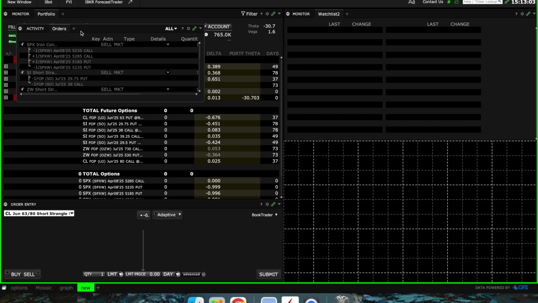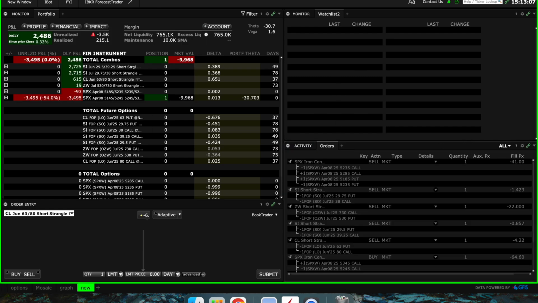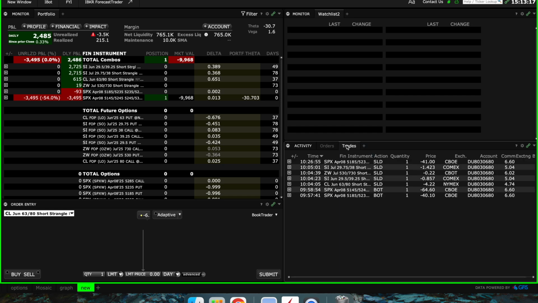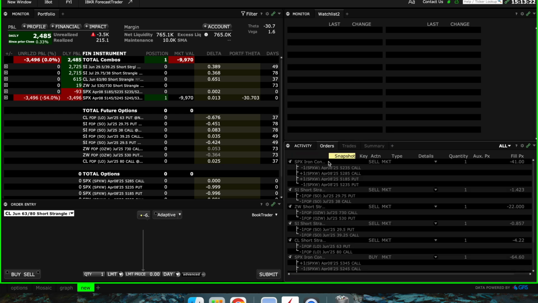And then you can see here all of the orders that have been executed, or if you have a stop loss or a take profit, it will appear over here, and then you can adjust it, and you can also add the trades. You can add the summary, so you can see exactly what happened. Well, this is how I keep everything for my portfolio.